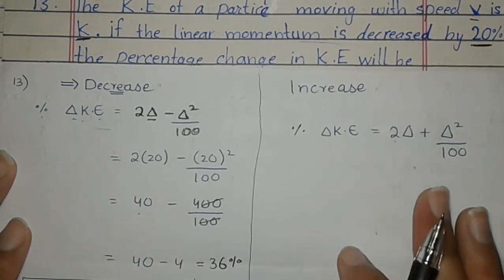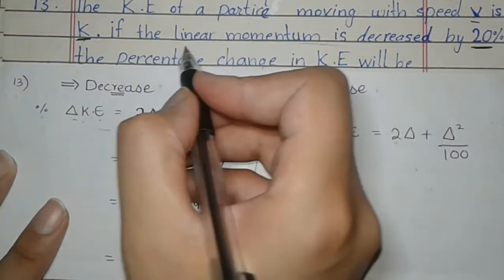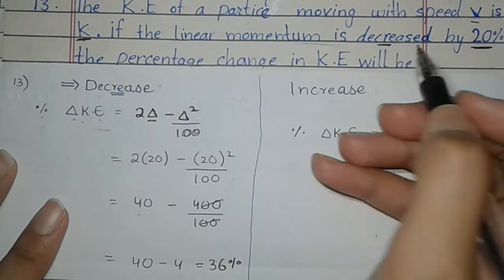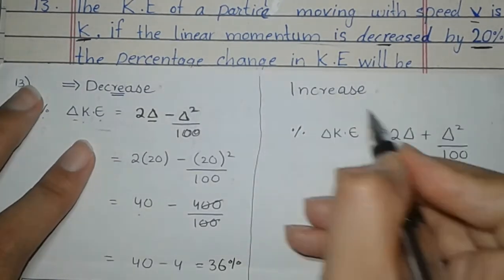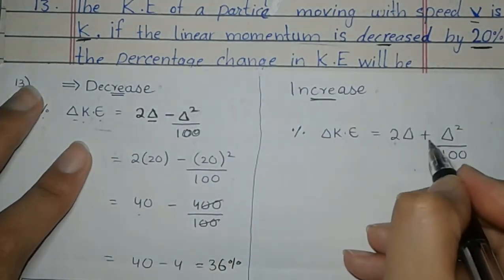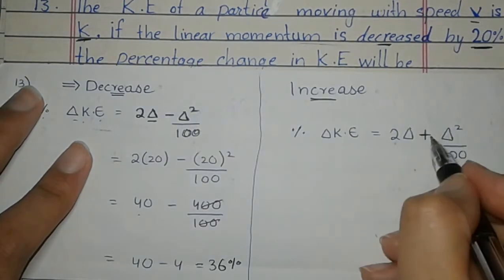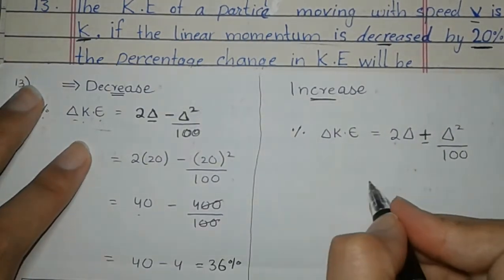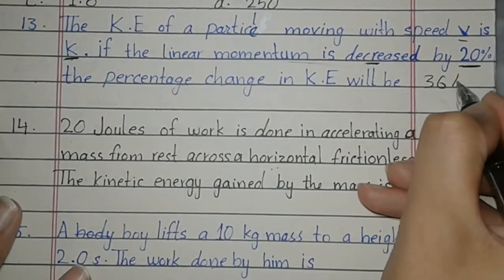Now if the question was like this, that if the linear momentum is increased by 20%, then we use the formula for increase. Just put the sign of plus here and then find. So the answer is 36%.